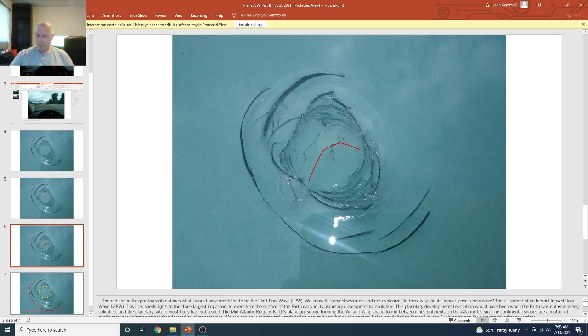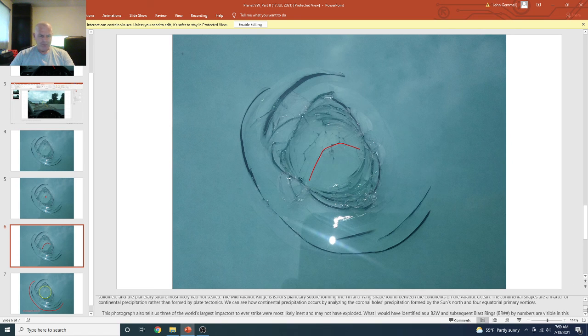All right, I'm going to find my other sentence. This is evident of an inertial impact bow wave. Now I made a whole new category of bow wave here, the I2BW versus the B2W. This now sheds light on the three largest impactors to ever strike the surface of the Earth early in its planetary developmental evolution. This would have been when the Earth was not completely solidified and the planetary suture most likely had not sealed.